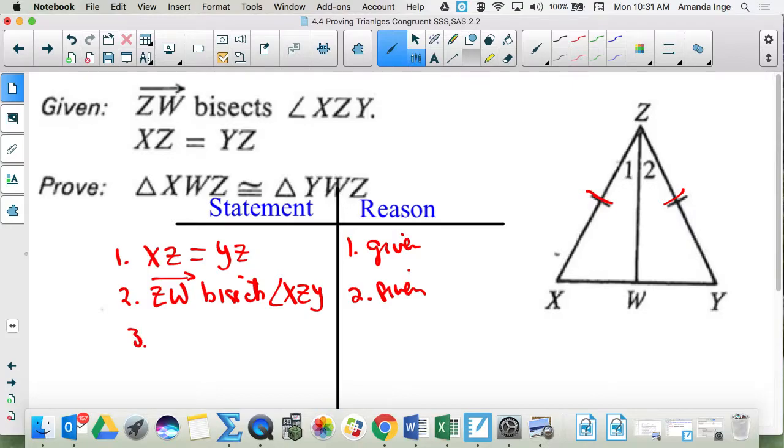Somebody? What does the word bisect mean? Cuts it in half. Divides it into two equal parts, cuts it in half. Thank you. So what that means is angle 1 is congruent to angle 2. Definition of angle bisector. So this angle is equal to that angle.